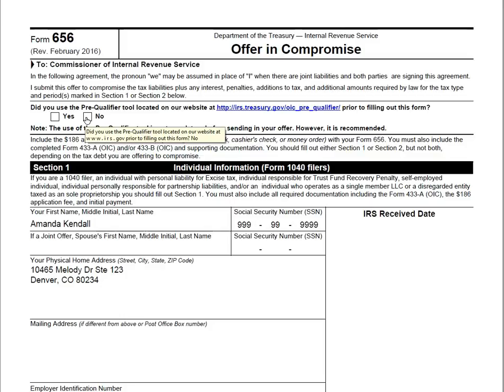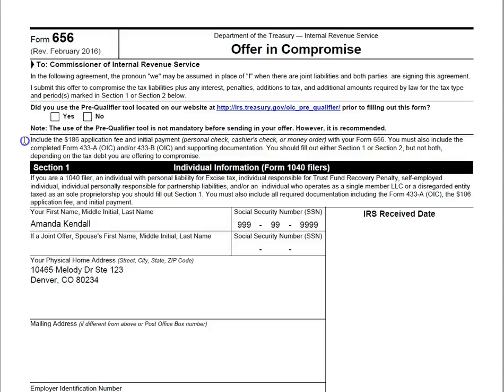The pre-qualifier tool is a fairly good calculator if you want to see if you qualify for an offer and compromise. However, I have seen it do some incorrect calculations, and those incorrect calculations are usually just based on a taxpayer not knowing how to properly answer the questions to get a correct answer out of the pre-qualifier tool.